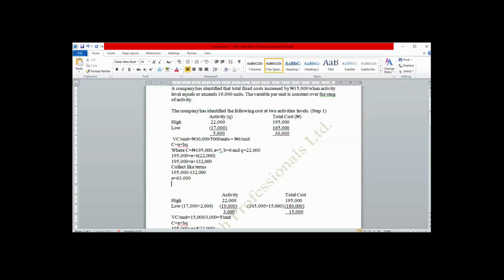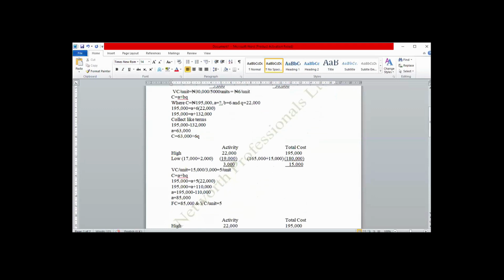I can say that C is equal to, what is my A? 63,000 plus 6Q. And if I want to use it for the second one, where we have considered what is equal to, we look at it. Are you with me? Yes, sir. Yes, sir.